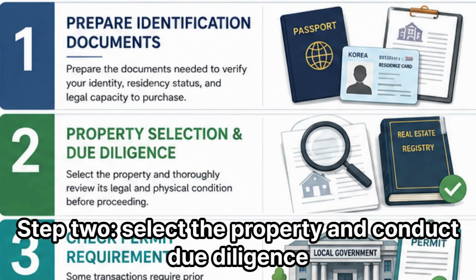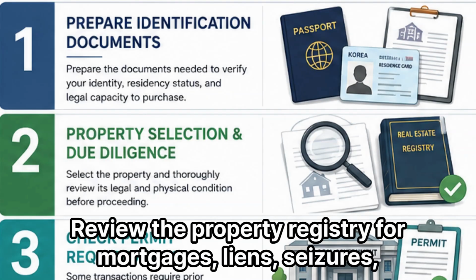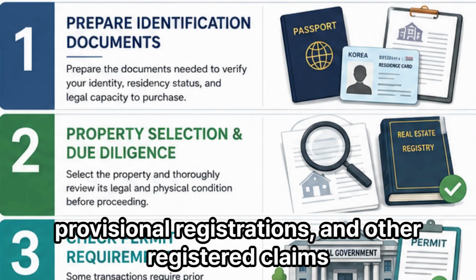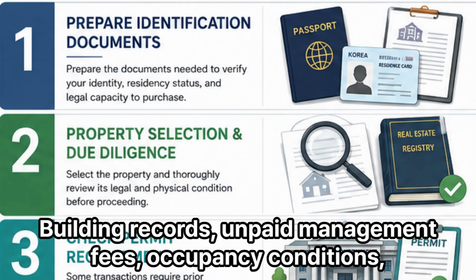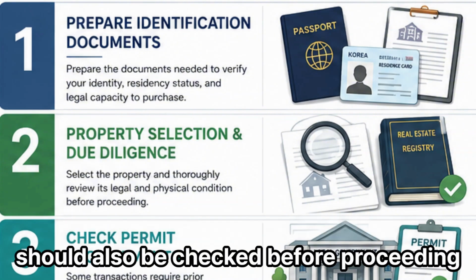Step 2. Select the property and conduct due diligence. Work with a licensed real estate agent and confirm the seller's legal ownership. Review the property registry for mortgages, liens, seizures, provisional registrations, and other registered claims. Building records, unpaid management fees, occupancy conditions, zoning restrictions, and other legal or physical issues should also be checked before proceeding.